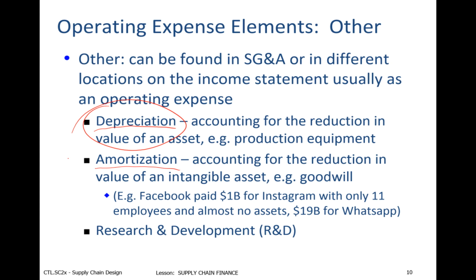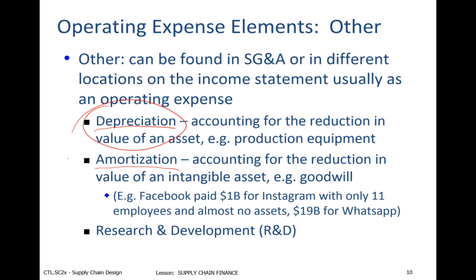So what we're really doing is identifying the cost for the firm to actually use some of its capital equipment, and recognizing that while capital equipment has multi-year lives, they don't last forever. They'll last only a certain period of time. So depreciation is accounting for the reduction of the value of a physical asset. Amortization is slightly different. It's accounting for the reduction of the value of an intangible asset, specifically goodwill.